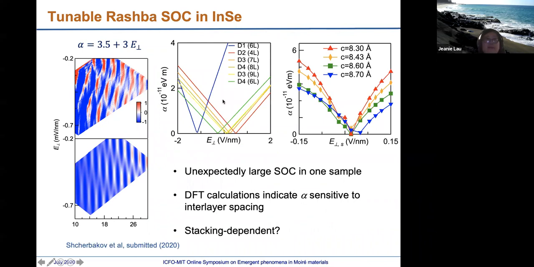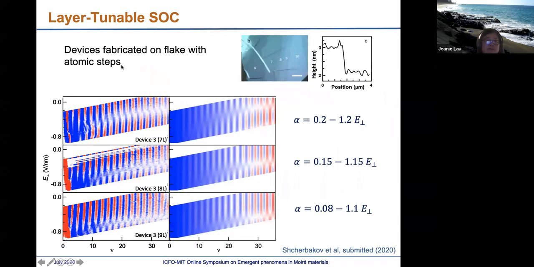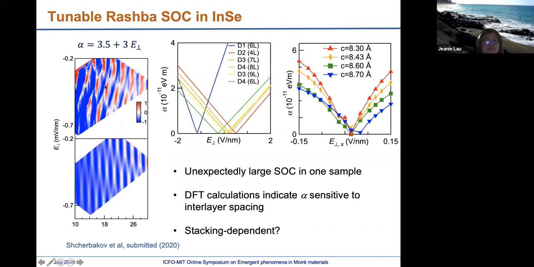Lastly, I want to say that in one of our devices, we actually see an anomalously large spin orbit coupling. This is one device where, again, we're doing the same measurement, measuring longitudinal resistance as a function of electric field and charge density. And here, instead of a single transition as in other devices, we actually see multiple transitions. This can only be explained by the fact that we have both very large intrinsic spin orbit coupling and also large tunability.